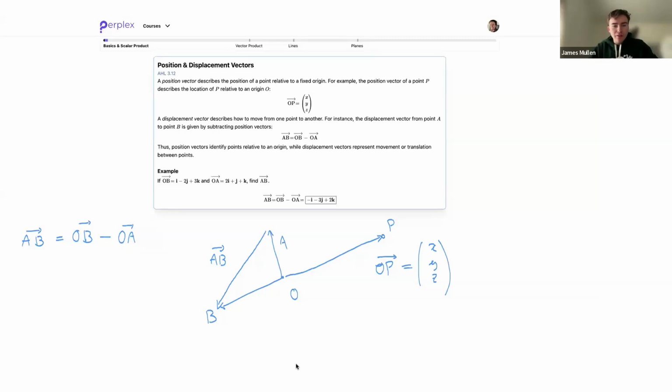So if, for example, I have the position vector OB equal to i, negative 2j, and 3k, and then OA is 2i plus j plus k, then AB would be the vector for OB minus the vector for OA. I get i minus 2i as negative i, negative 2j minus j is negative 3j, and 3k minus k is 2k. So AB is negative i, negative 3j, and positive 2k.